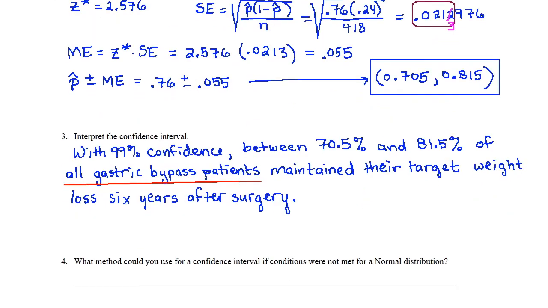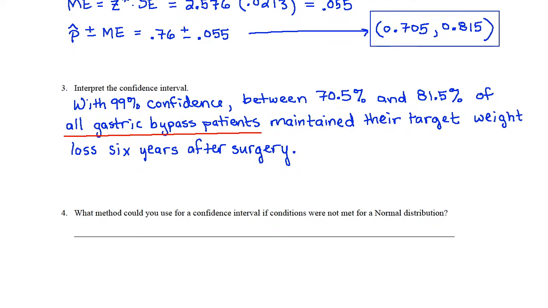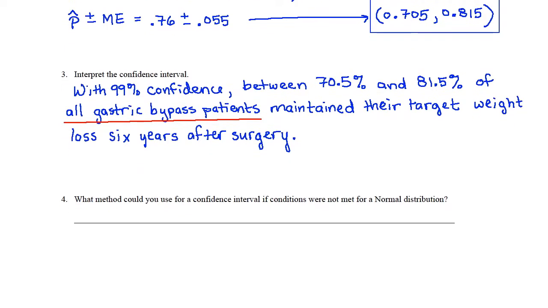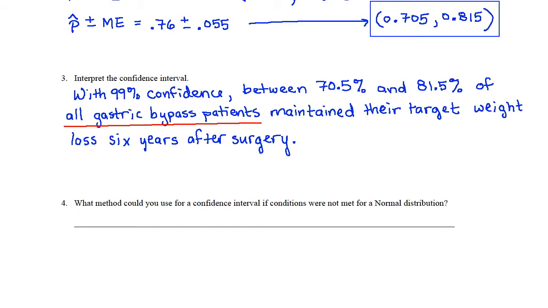Now finally, we have the question of what method could you use for a confidence interval if conditions were not met for a normal distribution. This is where we want to reflect back on the fact that we were doing confidence intervals before we ever saw normal distributions, and we were using a bootstrap distribution for those. So we would say a bootstrap distribution for one proportion.